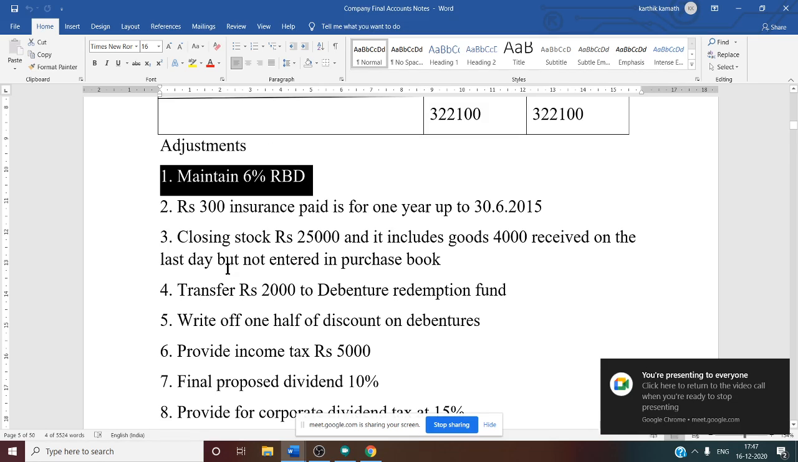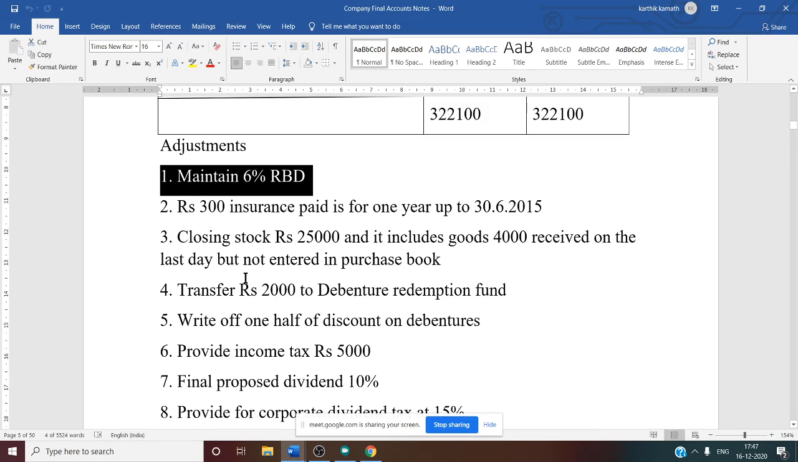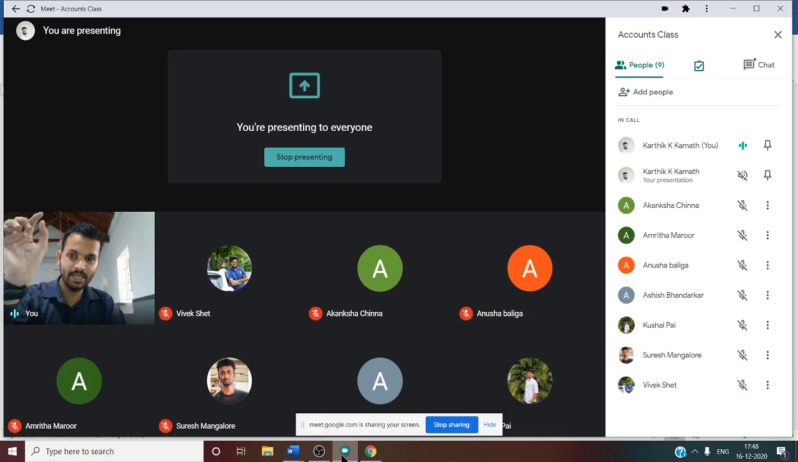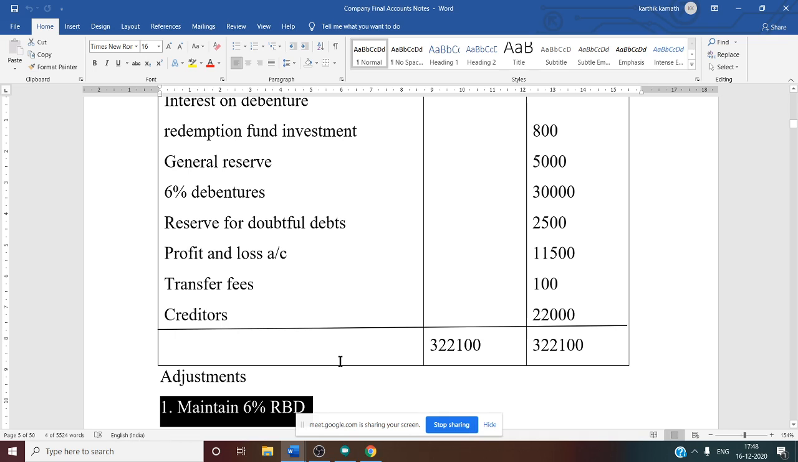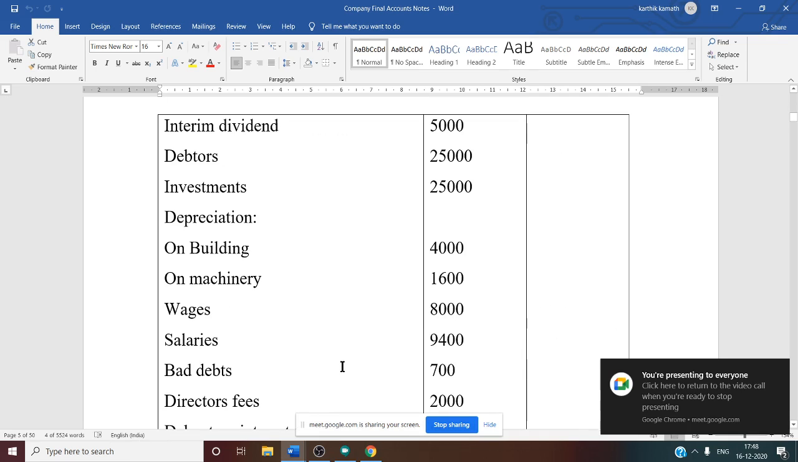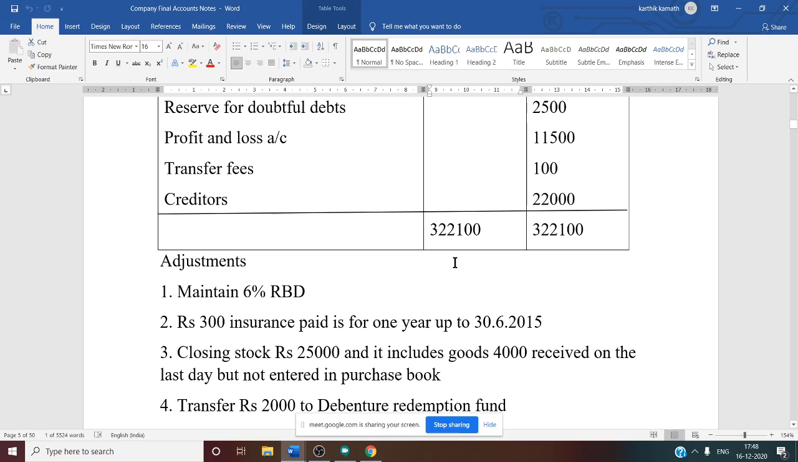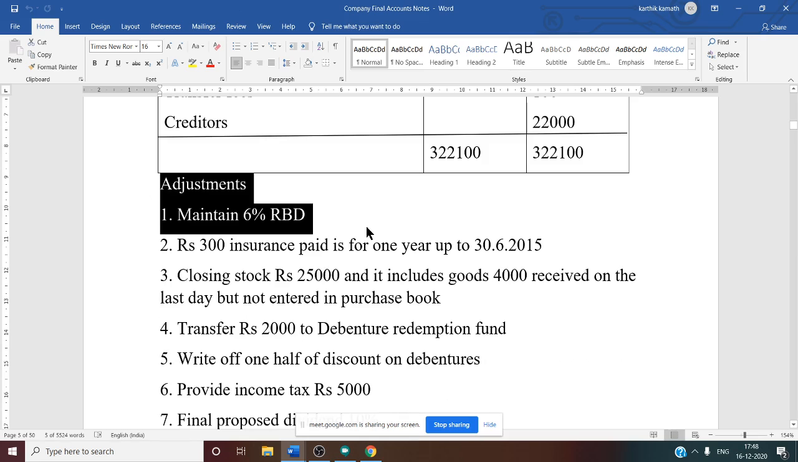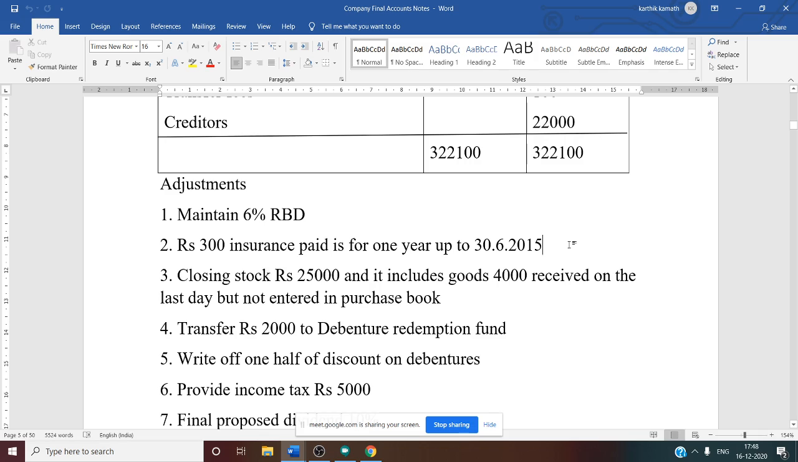First one, maintain 6% RBD. RBD 6% means on which amount are we going to calculate RBD here? Debtor balance we want. If you see where it is given, 25,000 debtor. So on 25,000 take 6%, and you will get a new RBD. This is the reserve for bad and doubtful debt given in the adjustment. So the new RBD you have to add and the old RBD you have to deduct. That we are going to see.